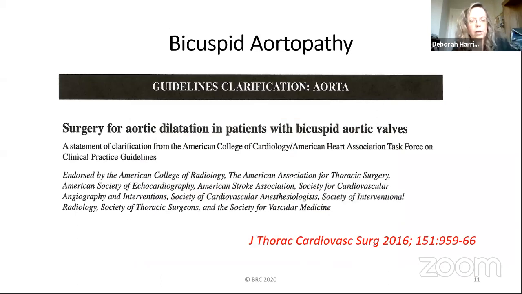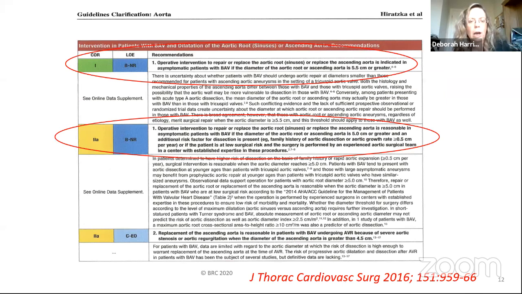Now, this was explored further because clearly there have been some discrepancies in the guidelines. This was clarified in a paper published in 2016 in the JTCVS by the American College of Cardiology and American Heart Association. And now they have come up with a consensus recommendation, and this has been due to some conflicting evidence and a lack of sufficient trials. But there is some evidence that bicuspid patients actually dissect at a higher dimension than patients with a tricuspid valve. And therefore, the consensus is that operative intervention in the asymptomatic patient with bicuspid valve disease with no additional risk factors should be at 5.5 centimetres.